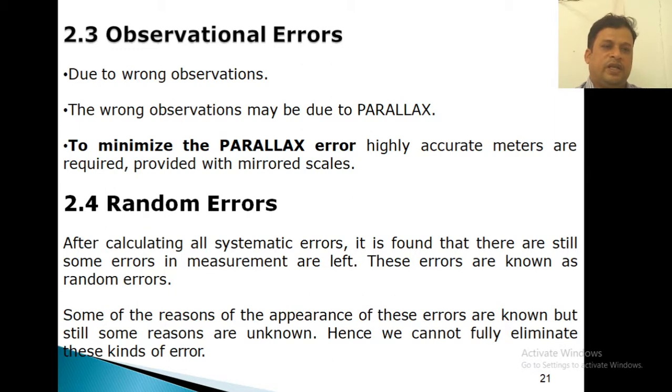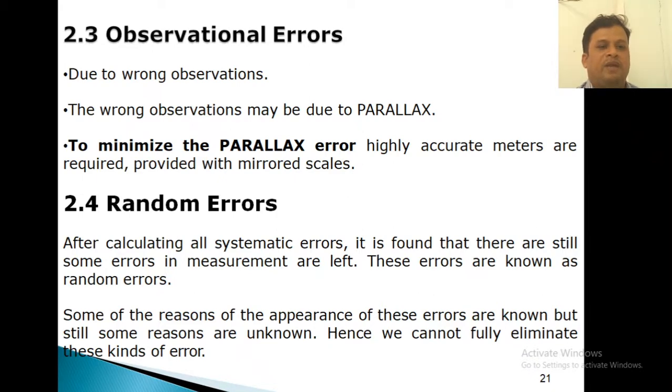Observation errors mean errors while taking the readings, also called parallax error. Highly accurate meters are required, and they are provided with mirror scales, where we can see the reading in the mirror inside the meter, and from the mirror we can closely monitor the reading, so the parallax error can be avoided. Instead of directly seeing the meter with our human eye, which causes some parallax error, a mirror is arranged beneath the pointer, and that mirror will tell you the correct reading of the meter.